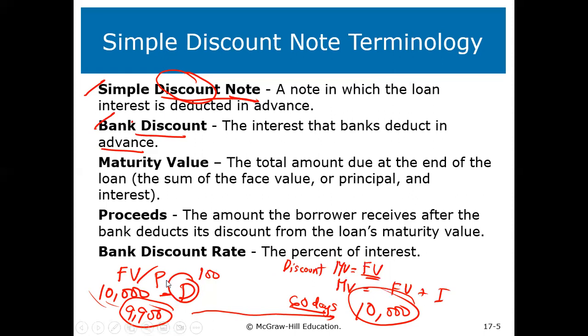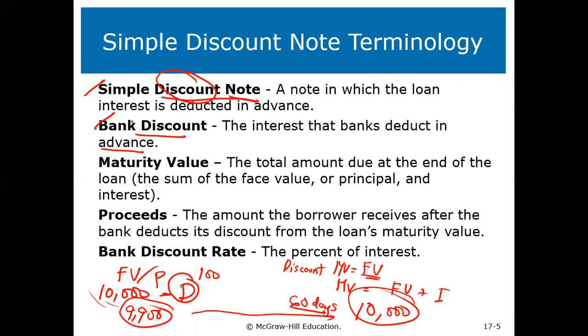Here the discount is subtracted at the beginning, so the proceeds will be less than the face value. As we said, the maturity value is the total amount due at the end of the loan. It can be the face value itself, or face value plus interest, depending on the type of transaction. The proceeds is the amount the borrower receives after the bank deducts its discount. So the 9,900 here is called the proceeds from the loan.